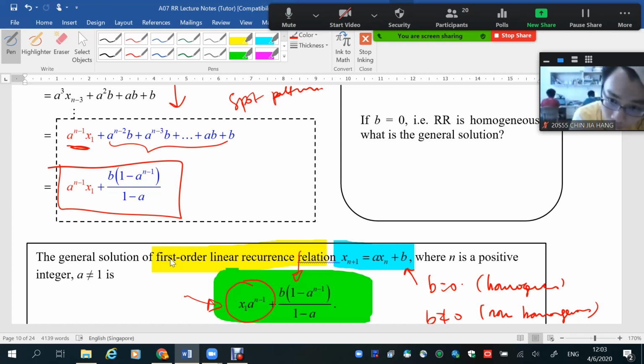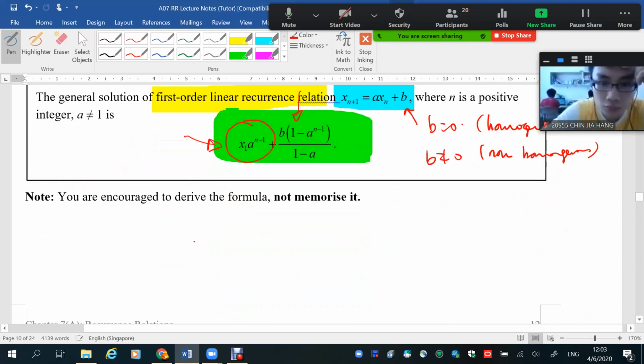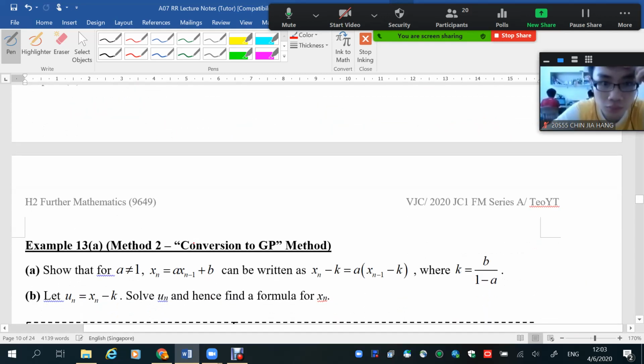So far so good? Okay, so now let's tackle the same thing, but I'm not going to use the backtracking method now. I'm going to do the convert to GP method. Okay, I'm going to do the second method. But usually this method is bad. Half the time you cannot apply this in the exams. So the recommended method is still method 1 so far.